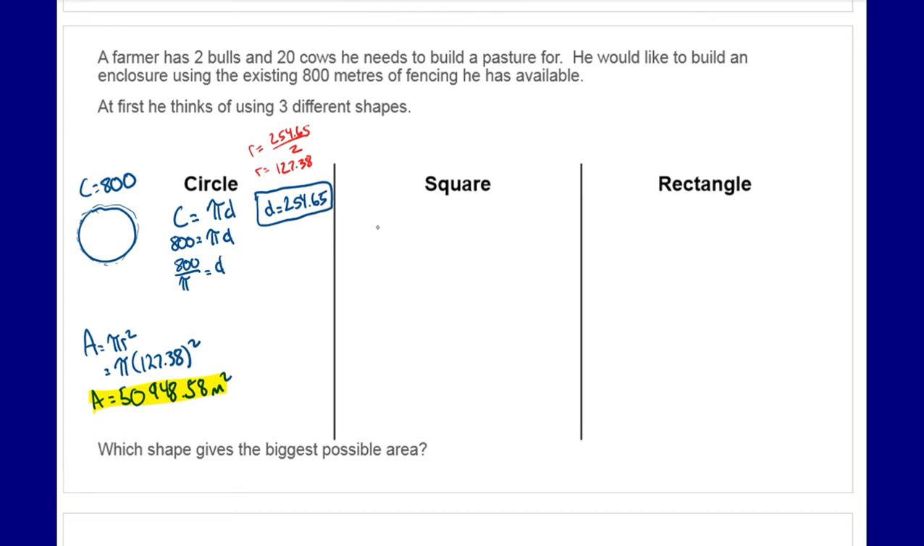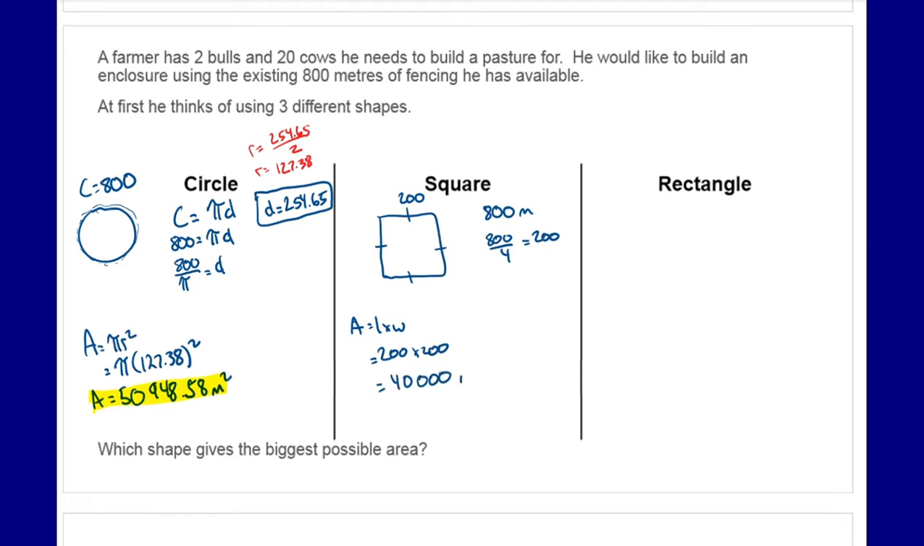Let's look at a square. If I wanted a square, it means all sides are equal. If I have 800 meters of fencing, then each side would have to be a quarter of that, or 800 divided by 4, which is 200. So each side of my square would be 200. Area is length times width, so 200 times 200 equals 40,000 meters squared.